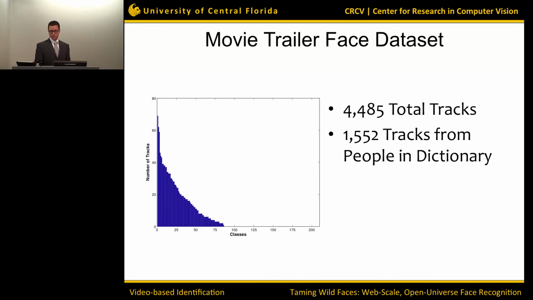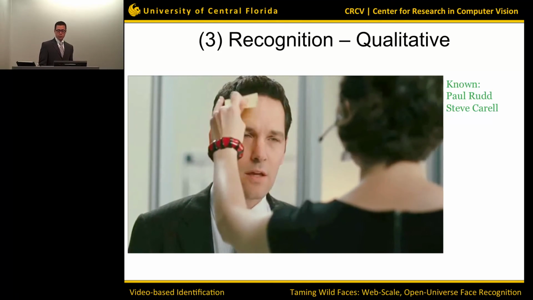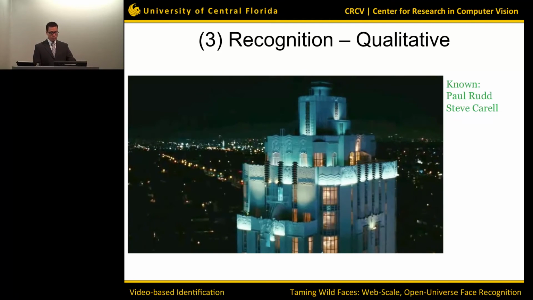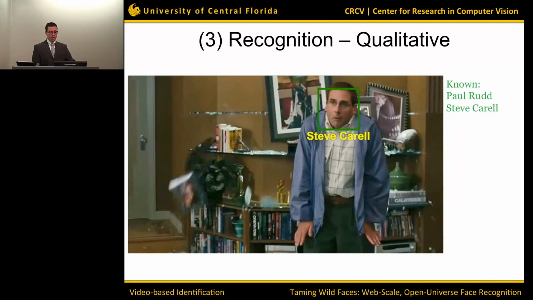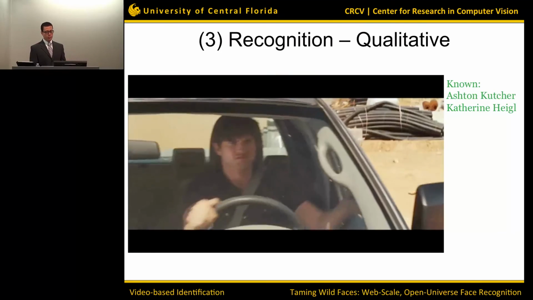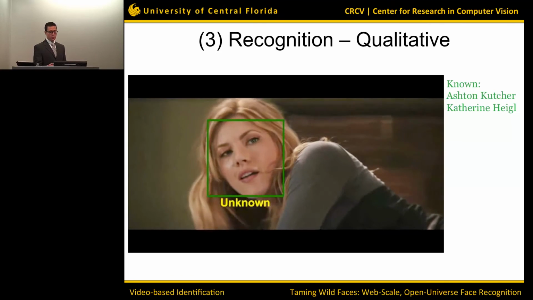image search on. Here are some of the qualitative results, where the people of interest are Paul Rudd and Steve Carell. You can see that they're correctly identified while also labeling the unknown people correctly. Here, Katherine Heigl is labeled correctly, as well as the unknown villain.